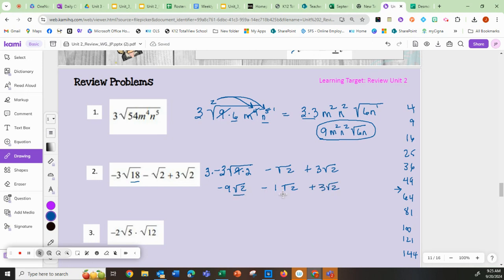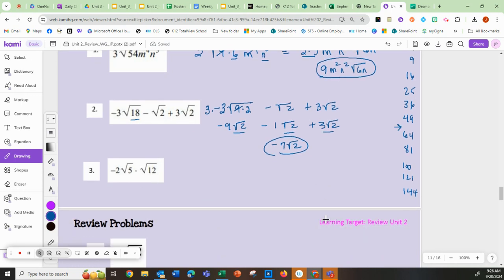These are all like terms because they're all square roots of 2, so I combine the numbers in front. -9 and -1 combine to be -10, and -10 and +3 combine to be -7. And then I keep that like term, which is square root of 2.